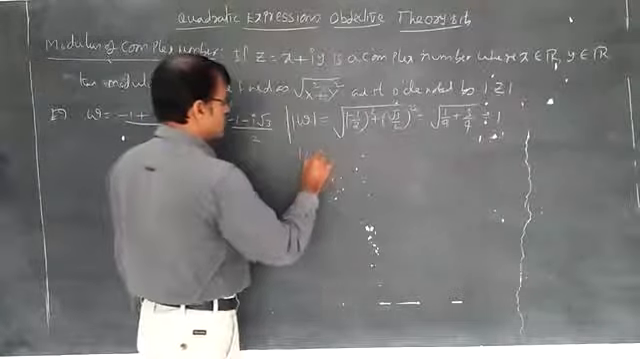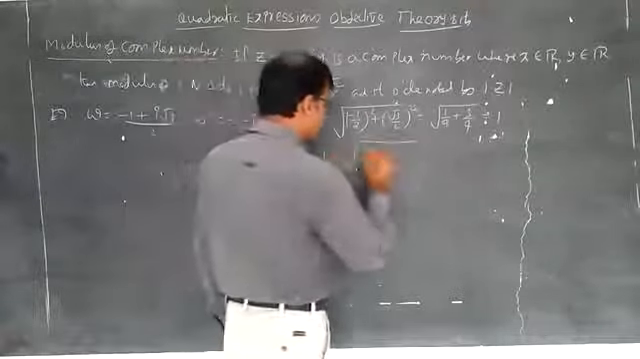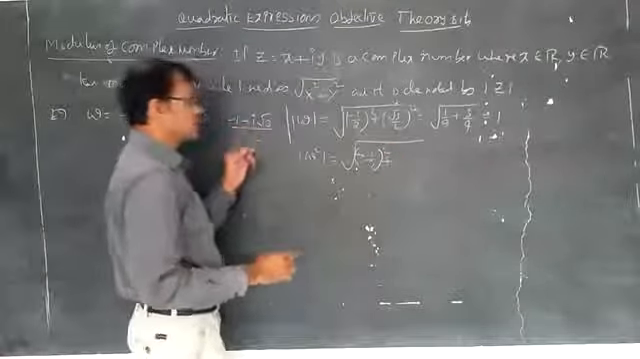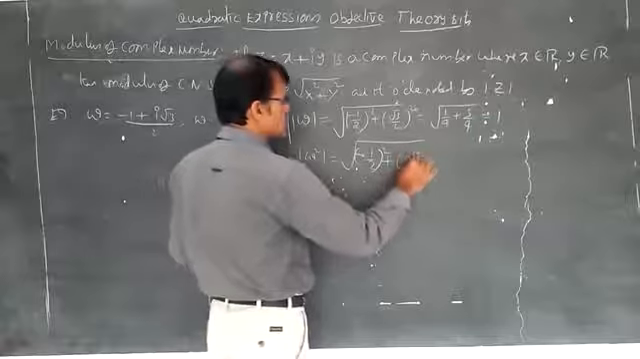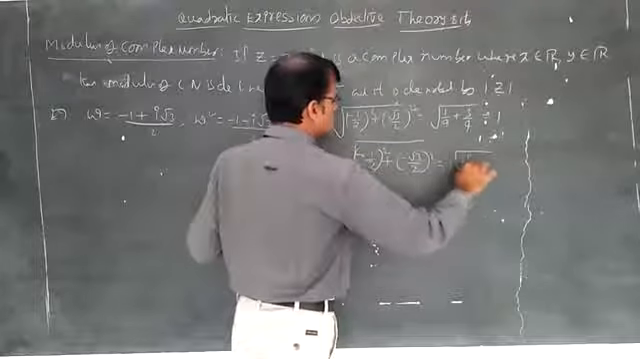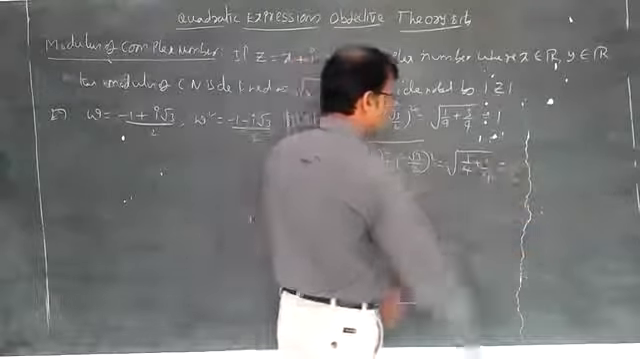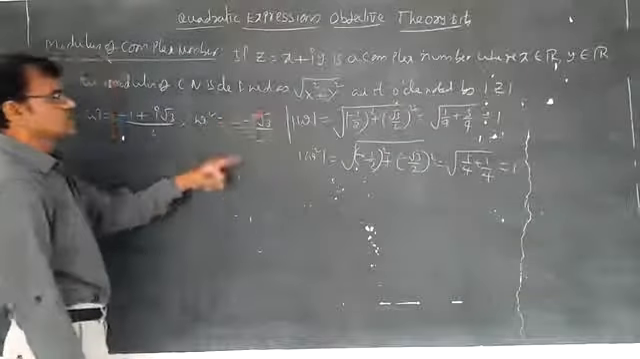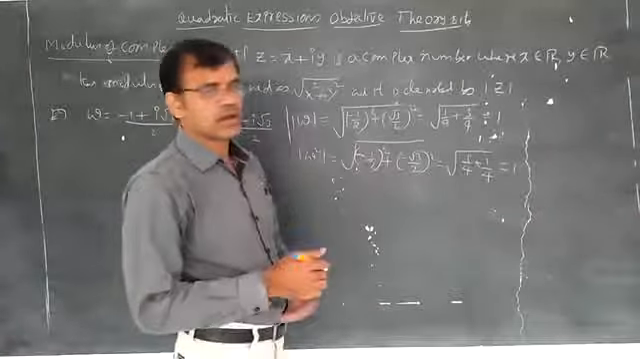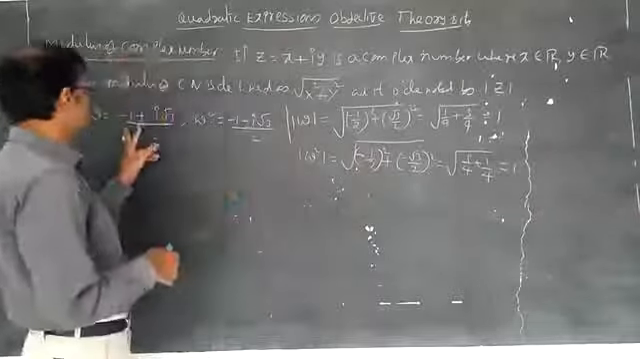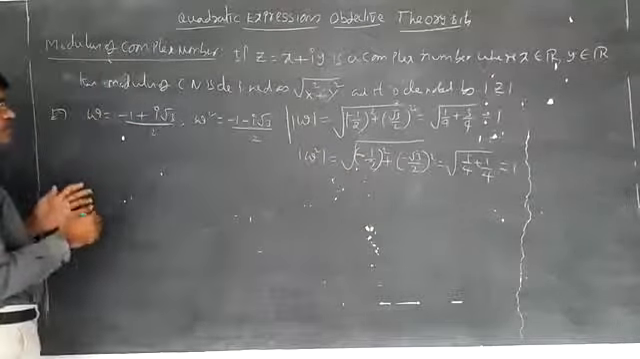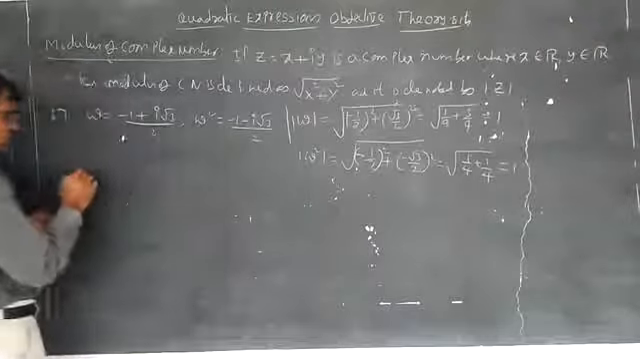Now I am writing the modulus of omega square. The root of (−1/2)², the real part squared, plus the imaginary part squared, (−√3/2)². It becomes 1/4 + 3/4 = 1. That's all. Whenever the modulus is equal to 1, there is no question of the root. Here we got equal modulus for both conjugate complex numbers. Of course, whenever conjugate complex numbers exist, their moduli are equal.